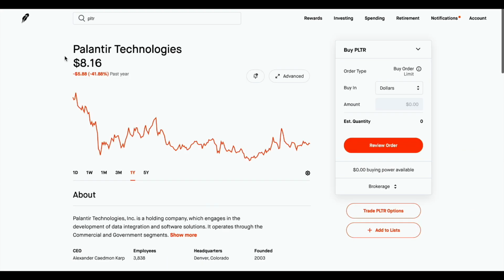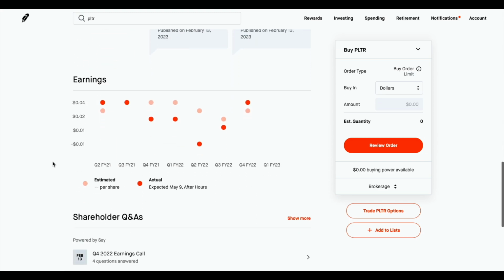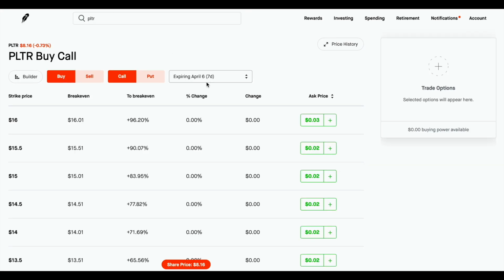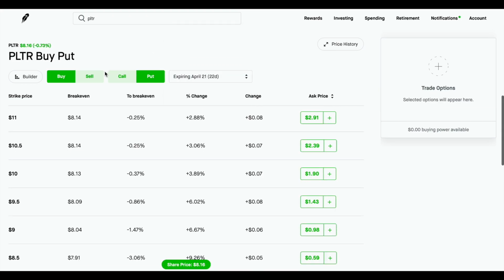Now the last one is Palantir Technologies. I'm sure everyone's heard of Palantir, and you can see the chart. It's come down but somewhat stabilized. Palantir, let's take a look at the earnings date. So the approximate earnings is May 9th, so that's good. Now we're going to trade Palantir options. We're going to change the expiration date and put and sell.